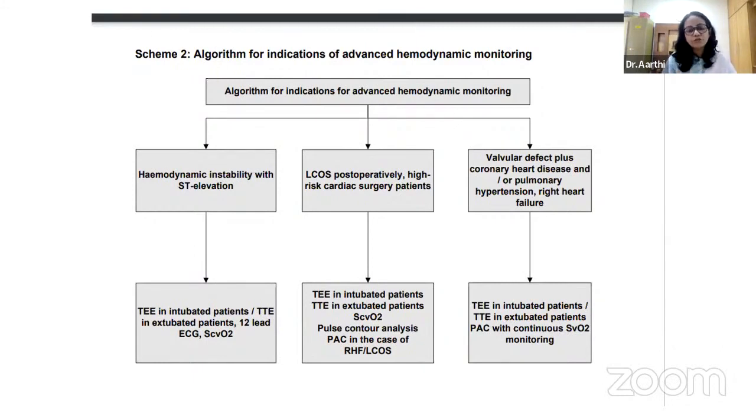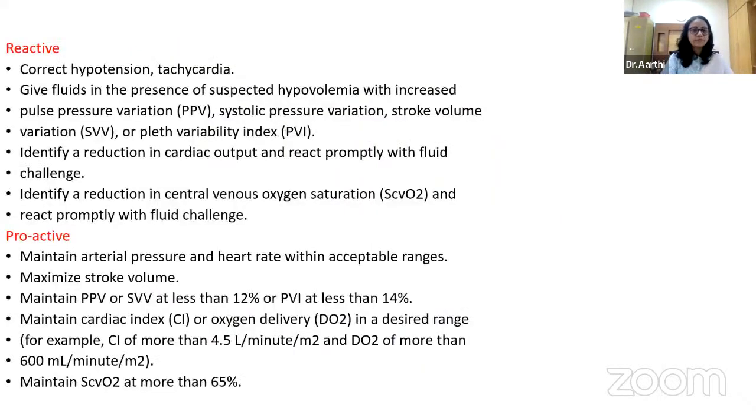And if they further go for right heart failure or a low cardiac output state, it becomes more and more complex, then the pulmonary artery catheter has its role in these kinds of patients. In valvular defects, coronary artery disease, pulmonary heart disease, and complex patients, pulmonary artery catheters play a major role in assessing hemodynamic monitoring.